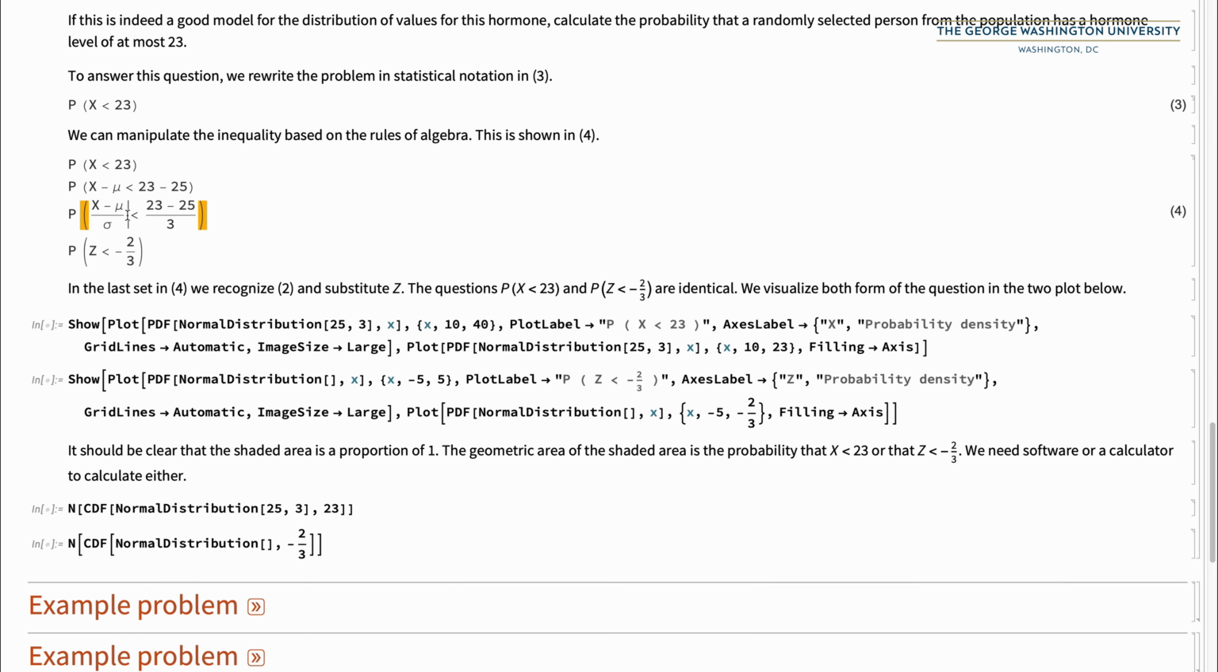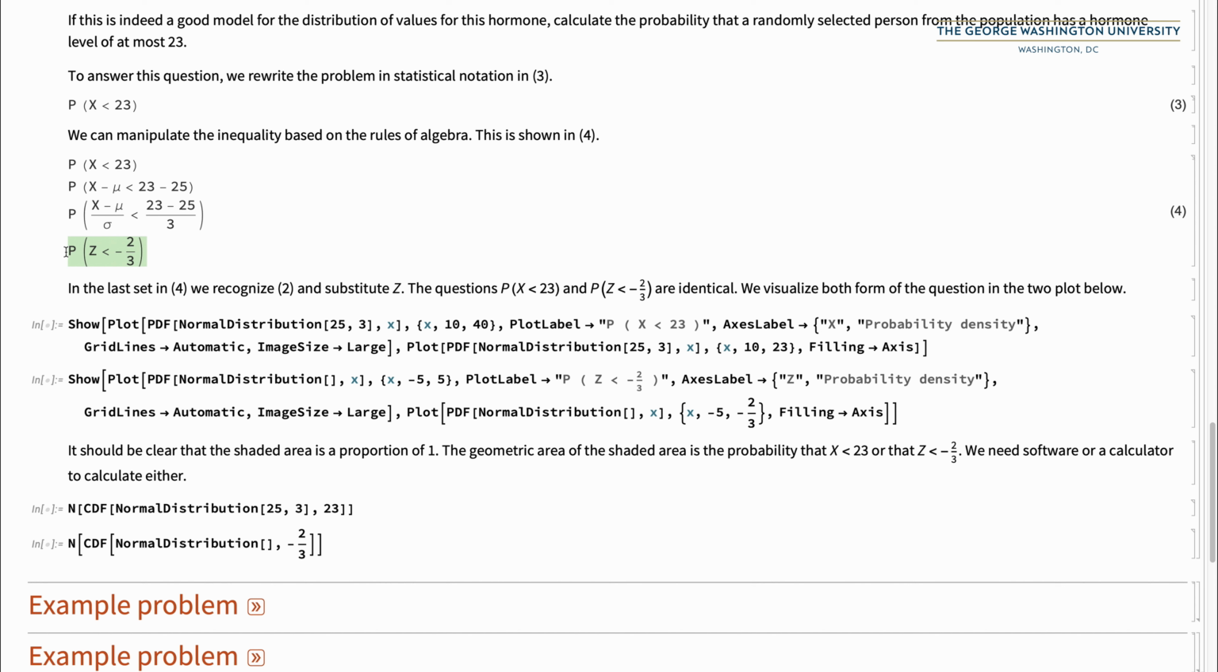And now what I do realize is that here on the left-hand side of this inequality, X minus mu over sigma, I recognize that. That's nothing other than Z. So let me put Z there. And I do this simple little arithmetic on the right-hand side. 23 minus 25 is negative 2, over 3. So stating that question, what is the probability that X is less than 23, is exactly the same as saying what's the probability that Z is less than negative 2 over 3. Those are exactly the same thing.